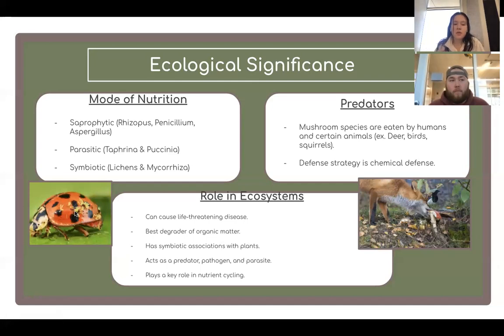As for their roles in the ecosystem, they can cause life-threatening disease for plants, animals, and humans, but they are also the best degraders of organic matter and play a massive role in the nutrient cycle as decomposers. They have many symbiotic associations with plants, helping both species survive in the environment, but they also act as a predator, pathogen, and parasite in their ecosystems, which balances out the population.